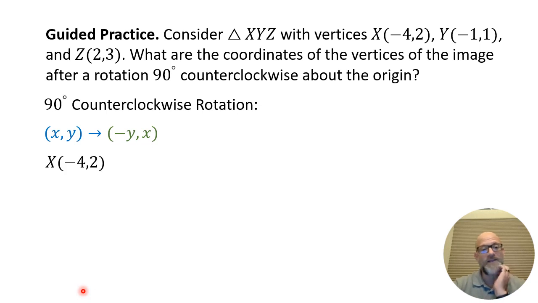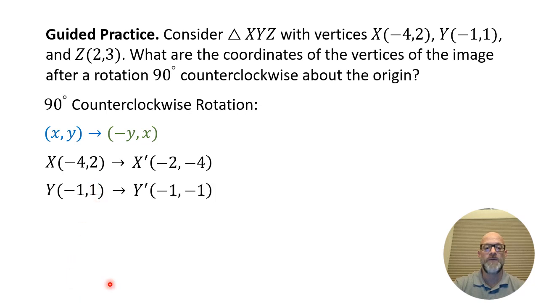All right, so negative 4, 2. What do I do? Switch the two numbers, so you get 2, negative 4, and negate the original Y. So it's actually going to be negative 2, negative 4. How about negative 1, 1? Switch them. That'd be 1, negative 1. Make sure you negate the original Y value. So that would be negative 1, negative 1. You try this one. 2, 3. What's that going to map to? Negative 3, 2.